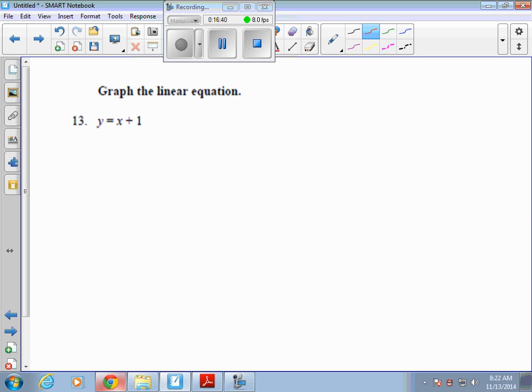Graph the linear equation. This is in y equals mx plus b form. You can't see the m value, though. This says y equals x plus 1. There's something right here in place of the m. It's not 0, because if it were 0, multiplying it by x would cancel it out. The only thing it can be is 1. Now we have values for both m and b.